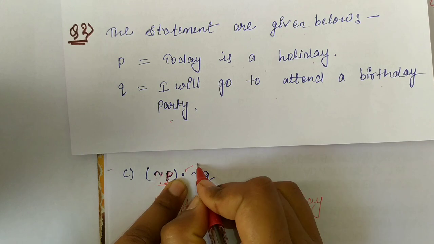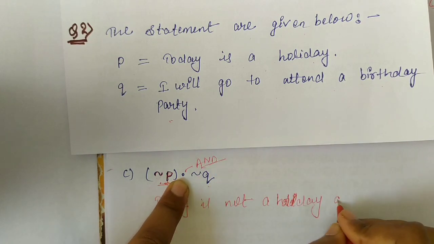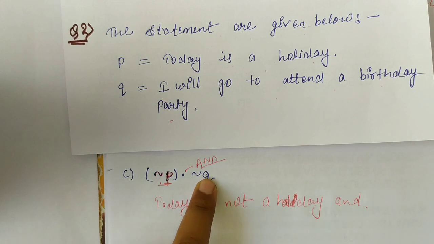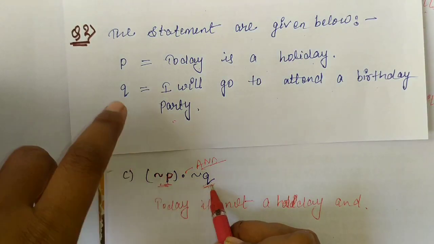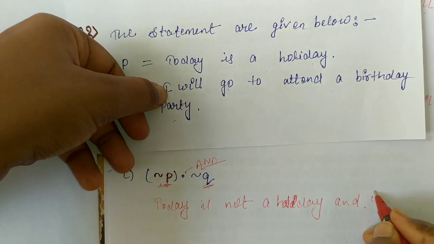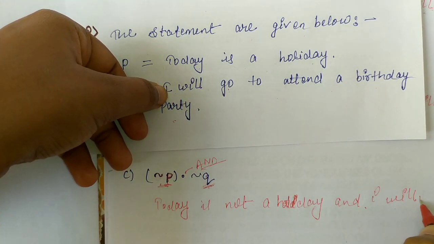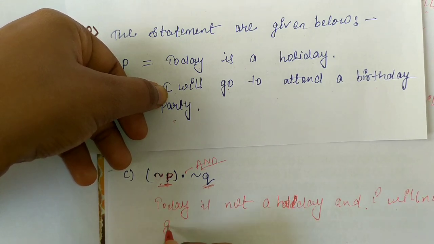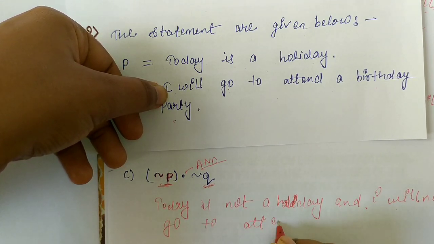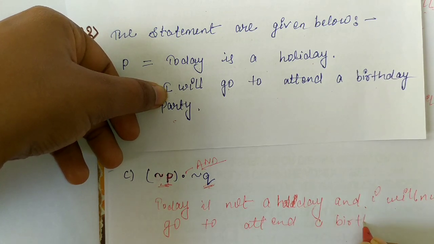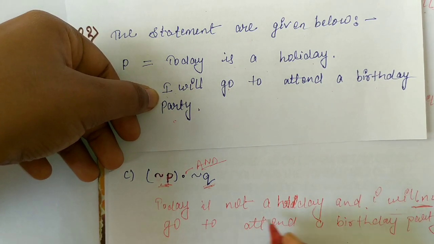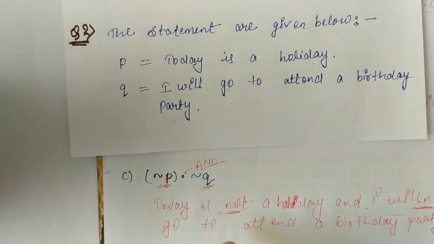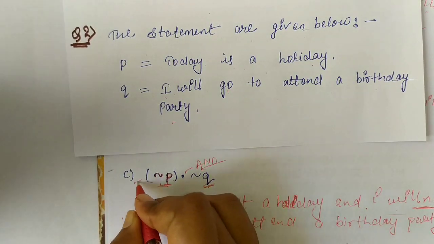This dot means multiply. This is an and. So we have to write and Q again. In front of Q we again have a not. So we put a not in the Q sentence. The sentence of Q is I will go, so we write I will not go to attend a birthday party. I will not go to attend a birthday party. This is the answer of this question.